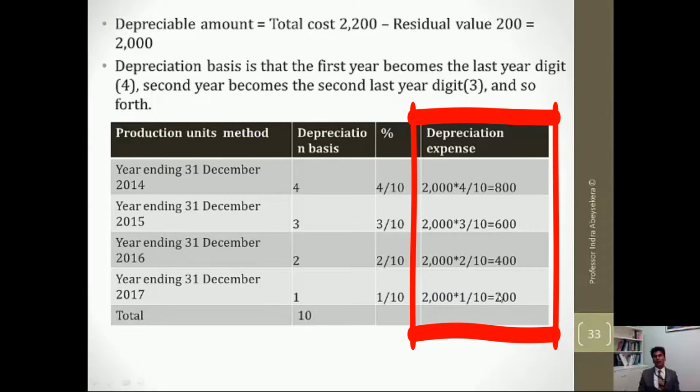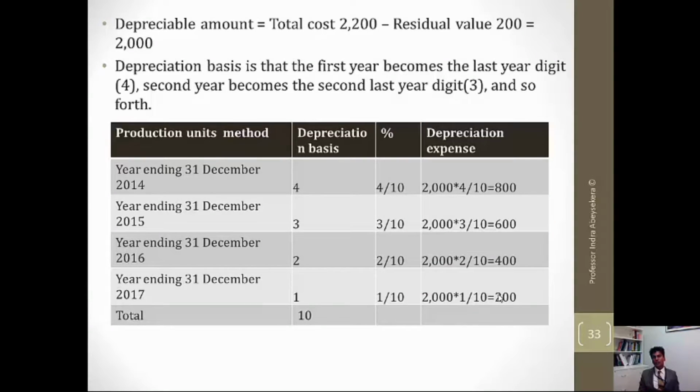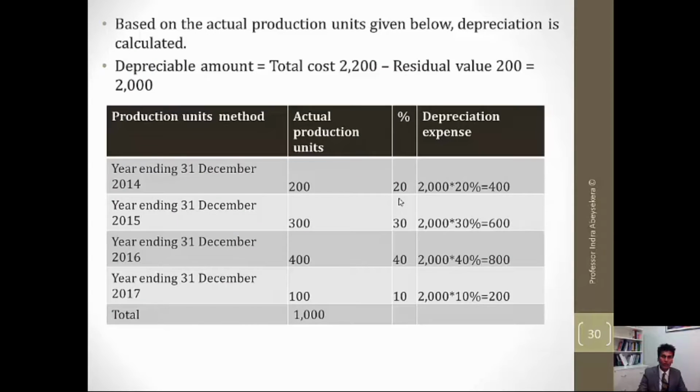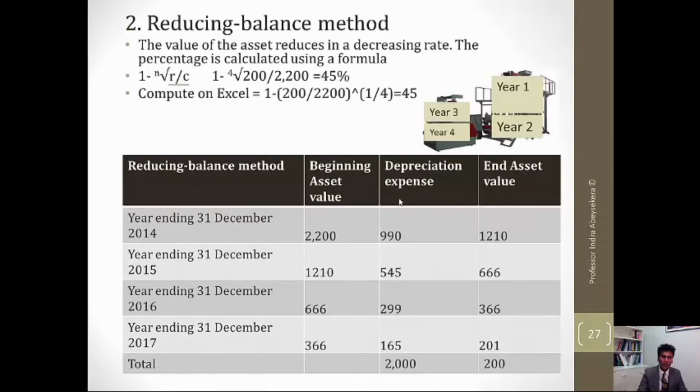So the depreciation is more in the initial years but less in the later years. But this is very similar to the diminishing value method, and I want to show you that they are actually not the same.